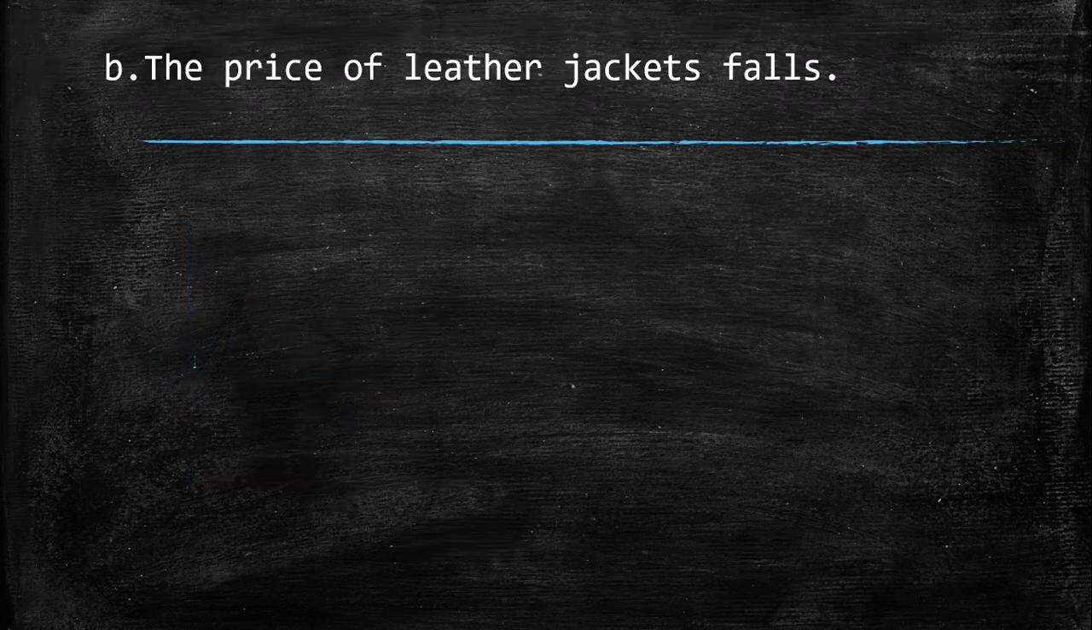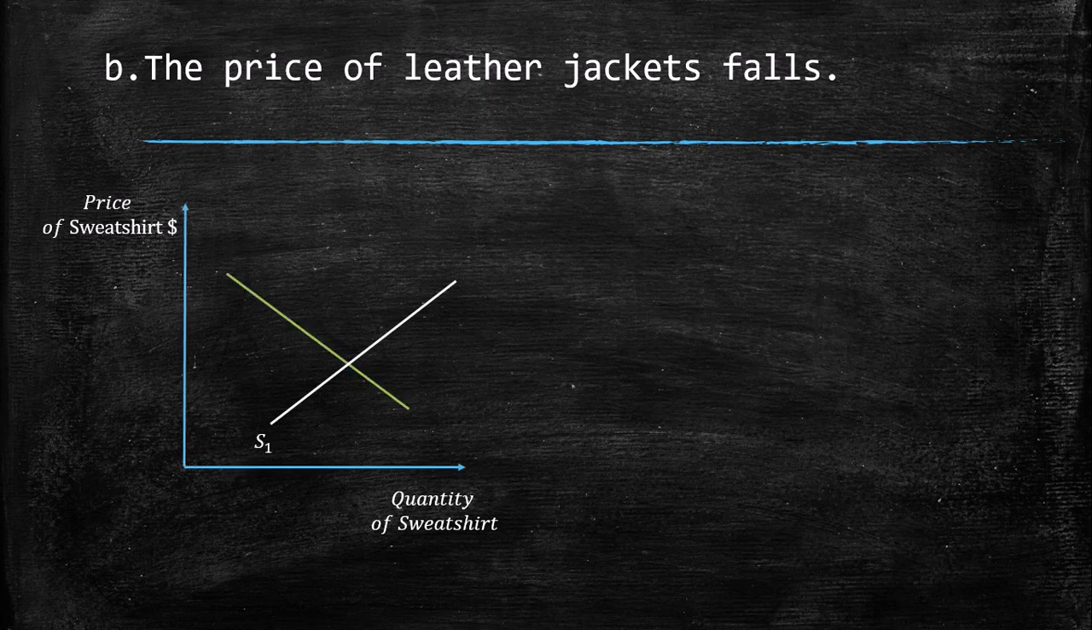The B point, the price of leather jackets falls. So how can we think about leather jackets? Here's the initial case, where I think the leather jackets are going to be a substitute. So if the price of the substitute decreases, more people are going to consume leather jackets instead of sweatshirts. So in this case, the demand is going to shift to the left. So it's going to be a decrease in prices and a decrease in quantities.